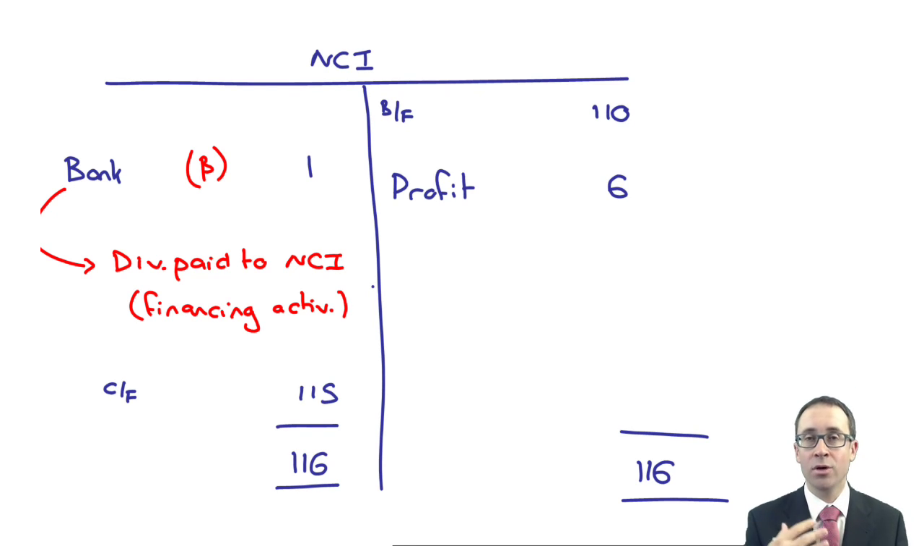I also think it makes it much easier for the markers to understand what you've done, and if they can understand what you've done, they're going to give you more credit if you've made a slight mistake. So that's it. That's the first figure to calculate with regards to your group statement of cash flows: the dividend paid to the non-controlling interest that appears within your financing activities.